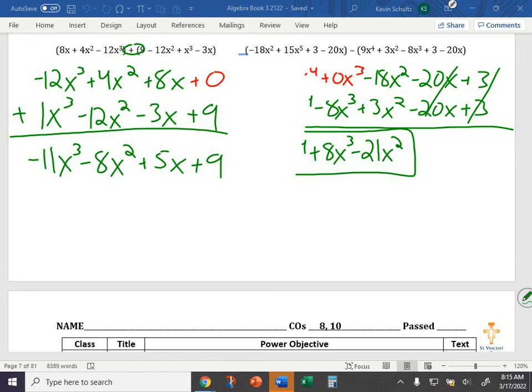So, yeah, Max. On the other question, why is the 8x cubed positive? Because we were originally subtracting here, and so it was 0 minus negative 8, which turns into 0 plus 8. That's why it's positive. Good question.